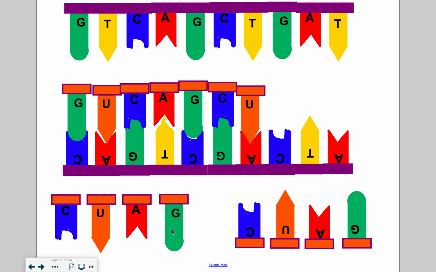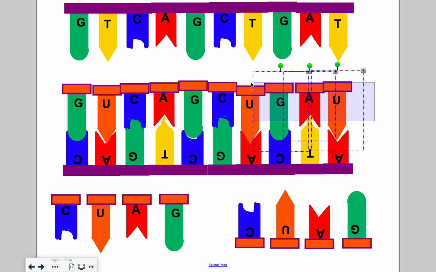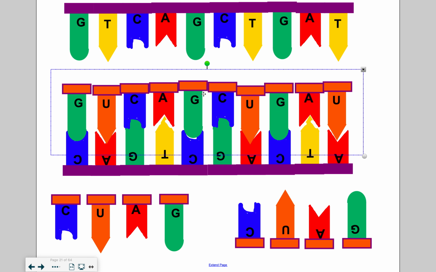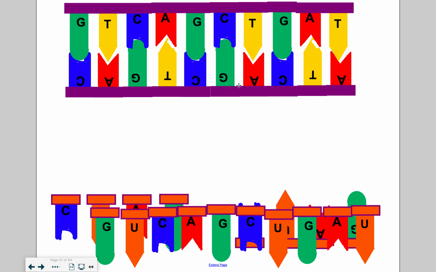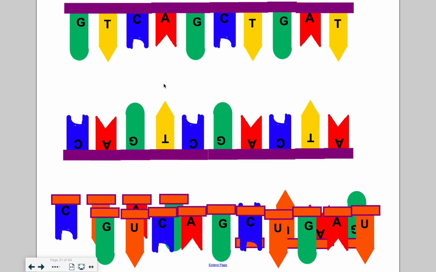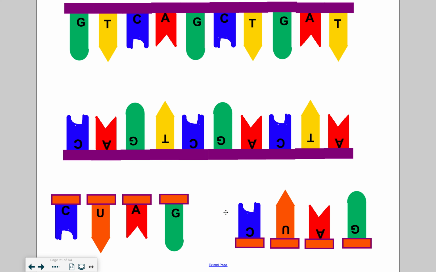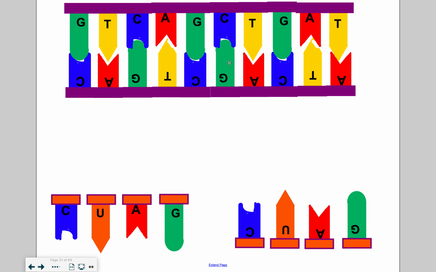What pairs with A? Uracil. Pairs with C, guanine. Pairs with T, it'd be adenine. And the last one pairs with A, uracil, U. Okay, so I've made my mRNA molecule. It's going to leave the nucleus to find a ribosome, and then my DNA zips right back up. So those are basically the 3 steps of transcription. DNA unzips, nucleotides come in and match complementary. I don't have T's, I have U's now. Once that mRNA is made, it leaves, and the DNA zips right back up.